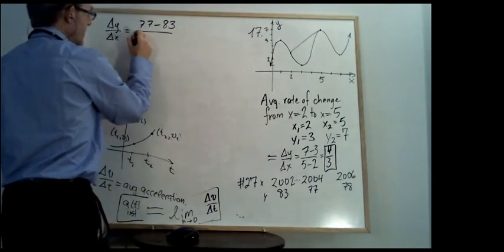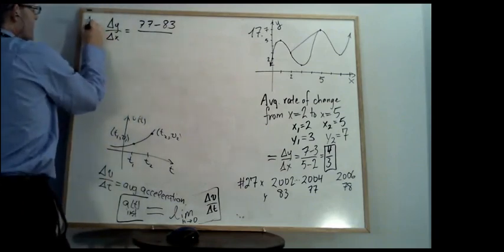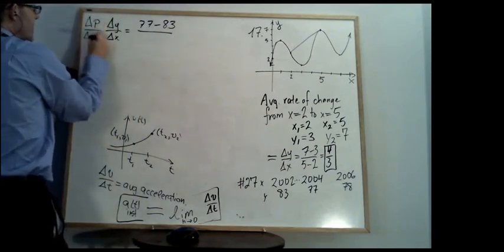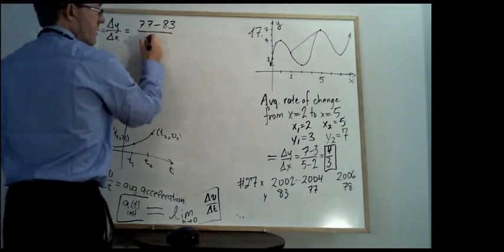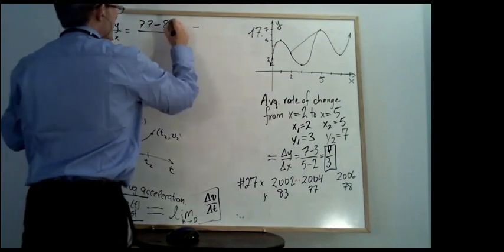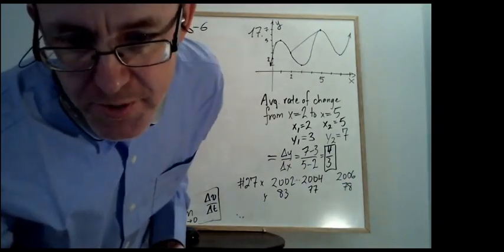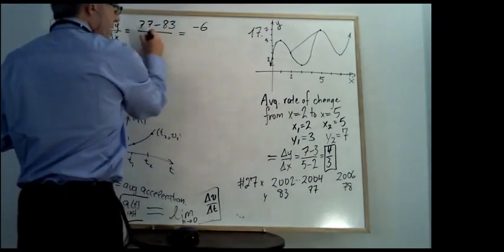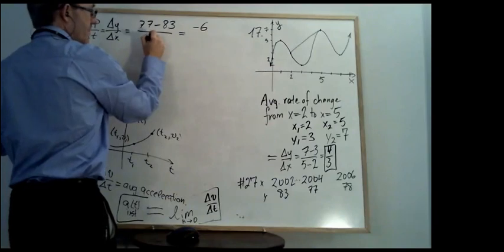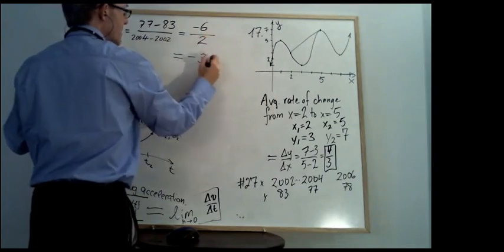Over t, well, it's population, so call this p, and this is time. The change in population is negative 6,000, because this is a population measured in thousands. And divide by the time, which is 2 years: 2004 minus 2002, so that's just a 2-year difference. So you get minus 3.